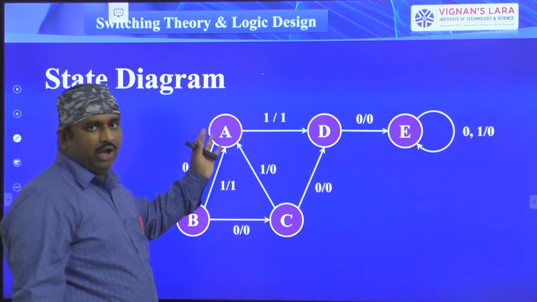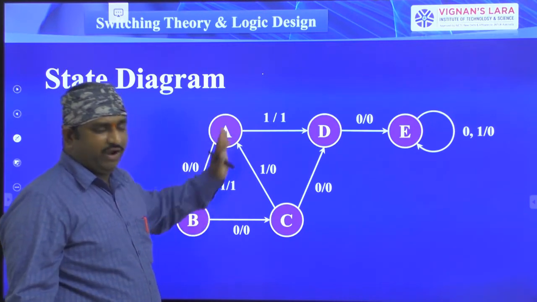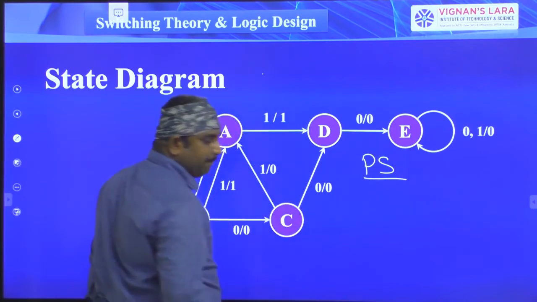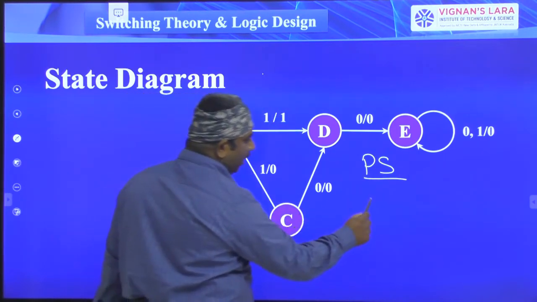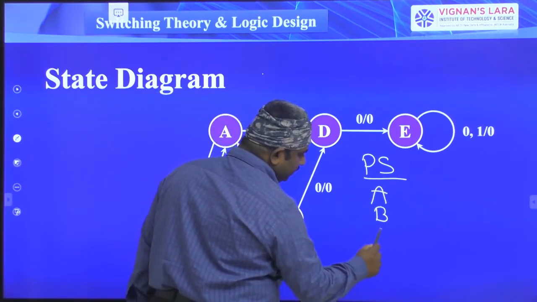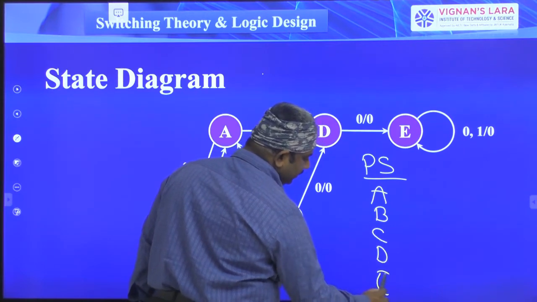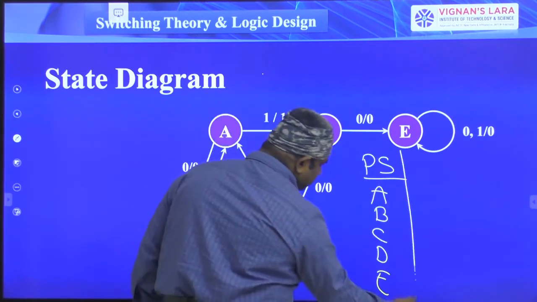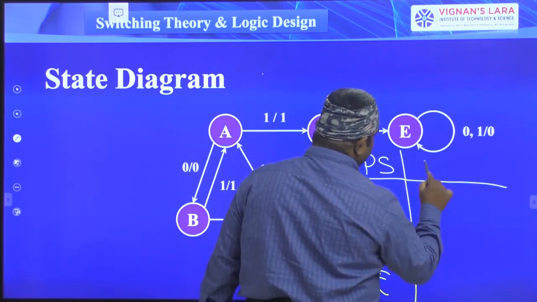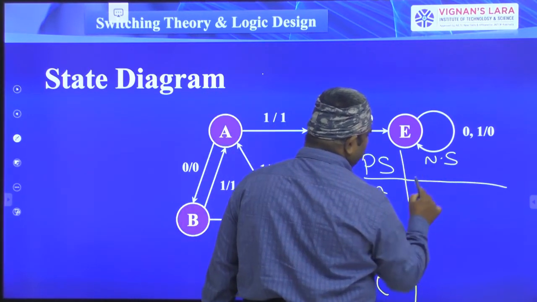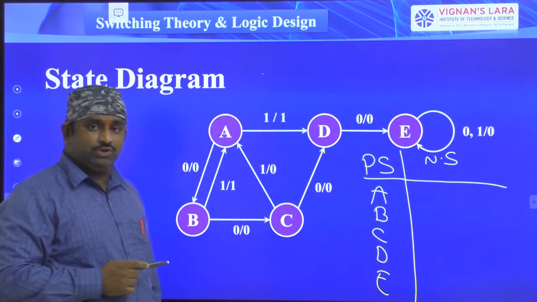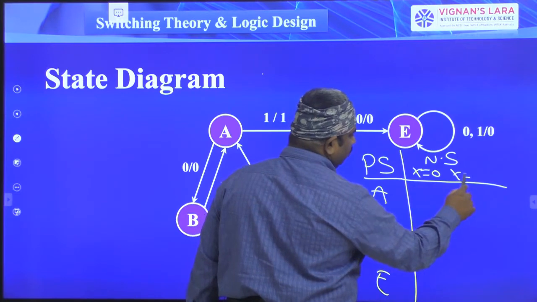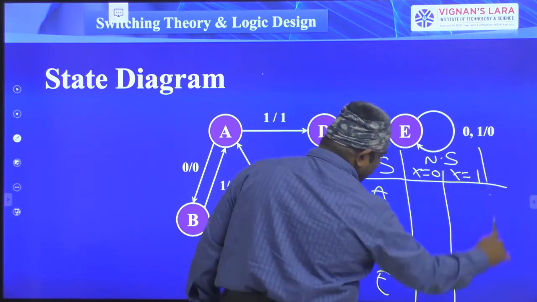So here in total we have A, B, C, D, E. These are the 5 states. Now I am writing the present state. The present states are A, B, C, D, E. Then next, coming to the next state. Here we have input X is equal to 0 and X is equal to 1. I have taken 2 conditions here.